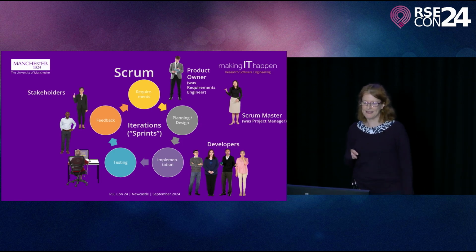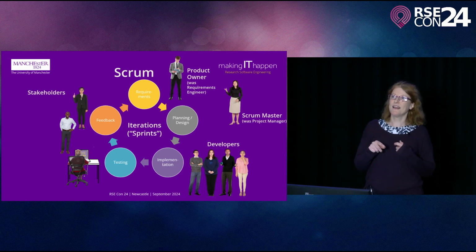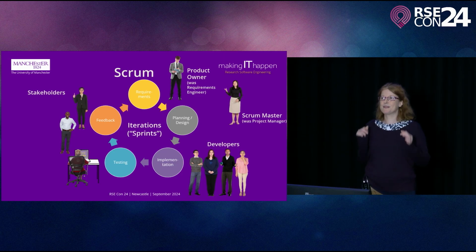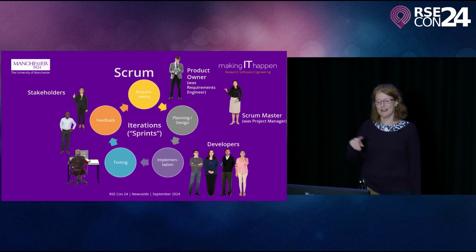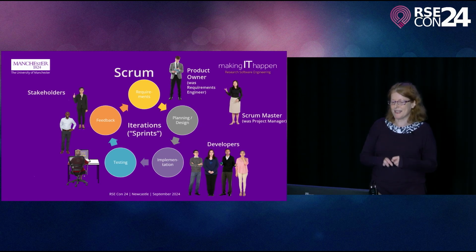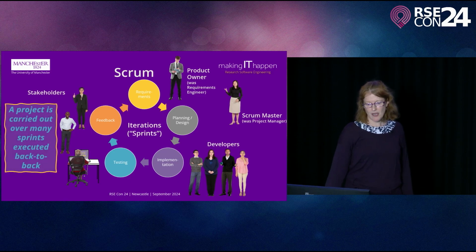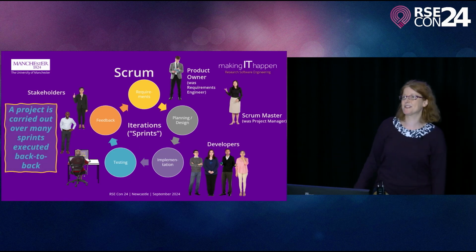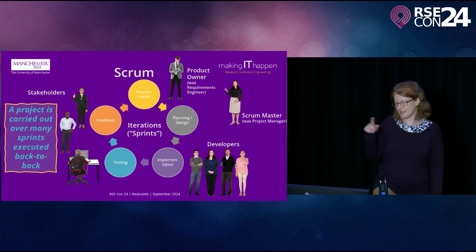is called a sprint. So the feedback is constant, and if we start going down the wrong path and implementing something wrong, it's really easy to correct because it just comes back. Or if the requirements change, obviously, as I've just been saying, it's really easy to change the requirements. So a project is carried out over many sprints executed back to back. As one sprint ends, the next one starts, and it's a constant cycle.